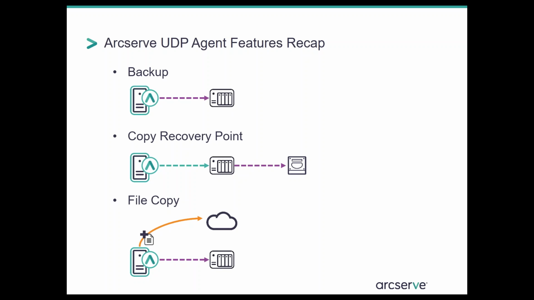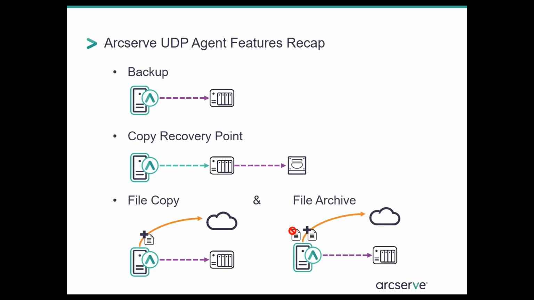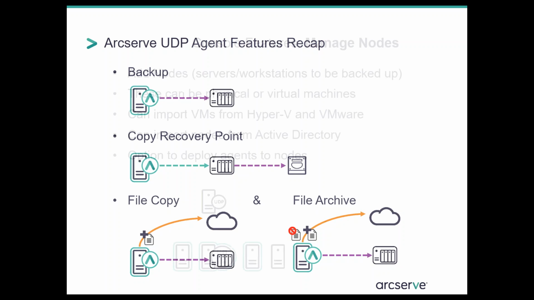That might be another network drive or a local drive, or that might be the cloud, like Amazon S3 or Microsoft Azure. And we also looked at file archive, which works in a similar fashion, but instead of just copying the file, it will move it from the system to that secondary location, and it will leave a stub behind which tells us where that file is located now.